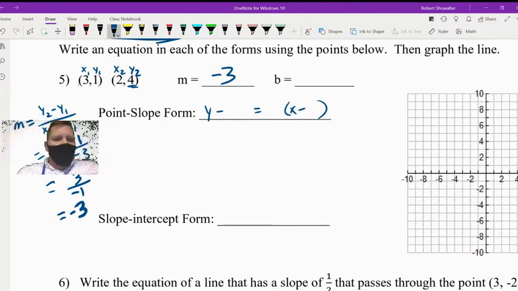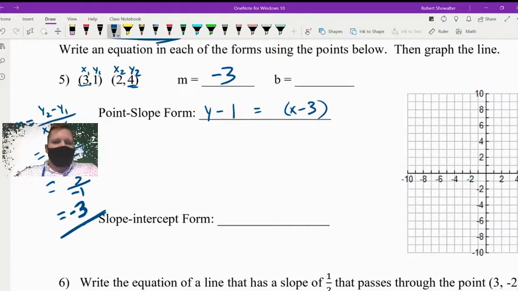So we're going to take either one of these 2 points, either works. I'm going to take the first point, so x goes with x, y goes with y, and then we have our slope that we found of -3, so we're going to put that in as well. That becomes our point slope form. Now we're going to turn around and find our slope intercept form.